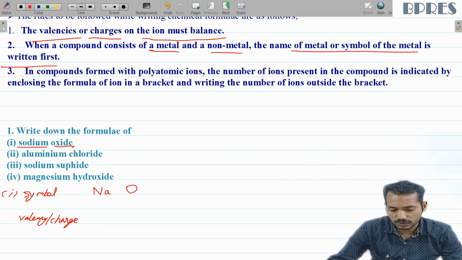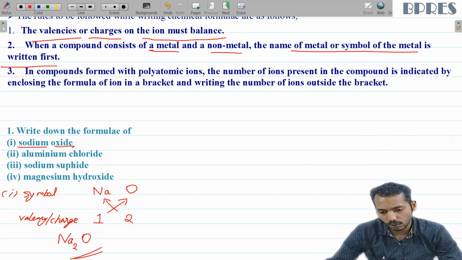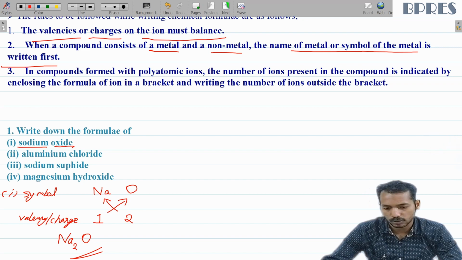So what is the charge of Na? That is charge or valency 1. Oxygen is 2. Then just cross this one to balance it. What you will get? 2 Na, that is Na2, and 1 oxygen. So Na2O is the chemical formula of sodium oxide.